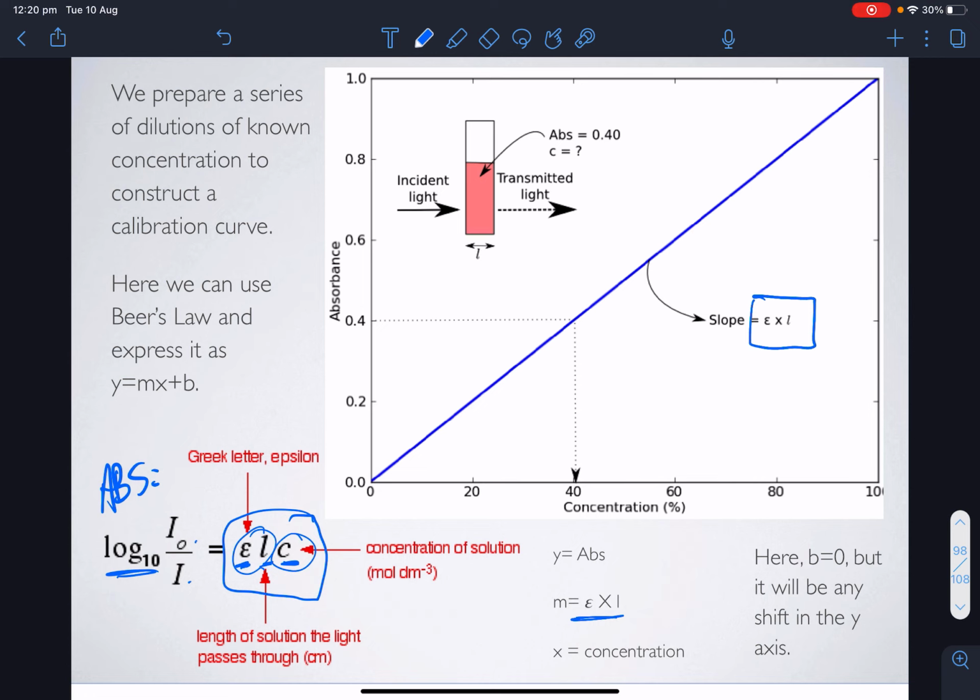Here, if we're fitting it to a y equals mx plus b graph, because it meets at 0, 0, we've got a b of 0. But you can have ones that go like this, where they have a plus b. You still use the same method. It doesn't make too much of a difference. All it means is that when you had none of your analyte in there, it was still absorbing because of something else.